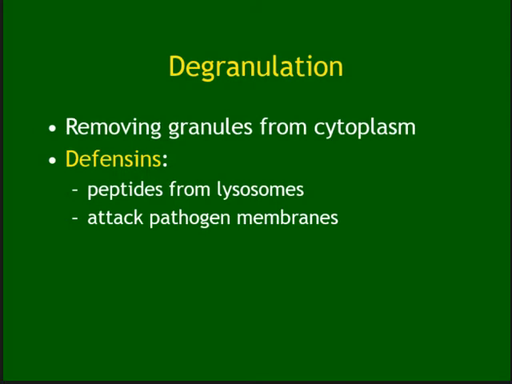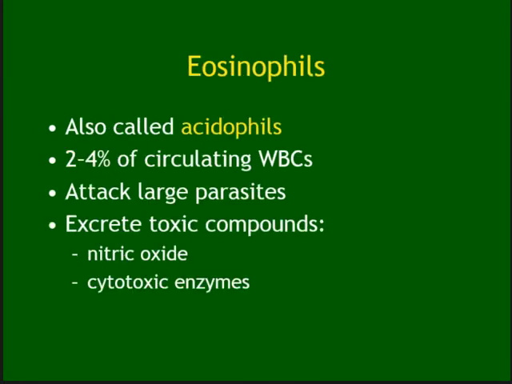Degranulation: some of the white blood cells have granules, not all white blood cells have granules. Some of them do and some do not. These granules, if needed, will be degranulated. So remove the granules, and you have defensins that will attack the pathogen.